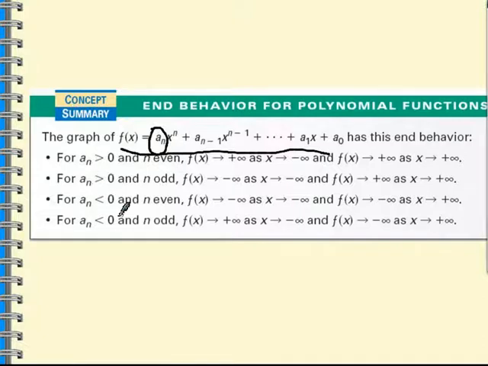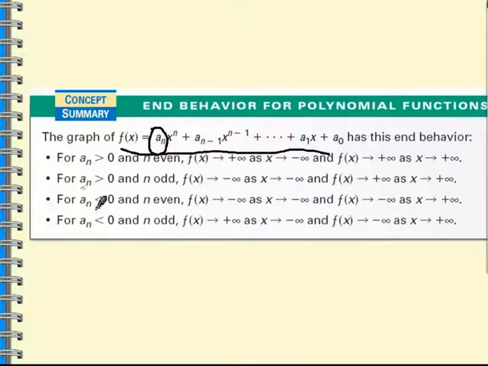Once again, if a sub n is positive, meaning our leading coefficient is a positive number, but n is odd, so we have an odd function, then as x goes to negative infinity, f of x goes to negative infinity. As x goes to positive infinity, the function goes to positive infinity. So another way to look at it is odd functions just do whatever x does. If x is going in the negative direction, the function is going in the negative direction. If x is going in the positive direction, the function is going in the positive direction. So odd just does whatever x does. Even does its own thing. No matter where x goes, even goes the same way in both directions.